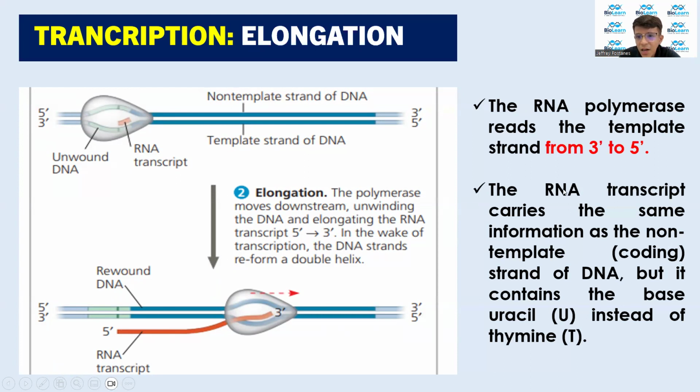So here, the RNA transcript carries the same information as the coding strand, or the complementary strand, but it contains the base uracil instead of thymine. What does that mean? If in the template strand you have adenine, then the RNA which will form here is uracil. Thymine, adenine; guanine, cytosine; cytosine, guanine; adenine, uracil. So that's how it happens. It's called elongation because the RNA elongates.